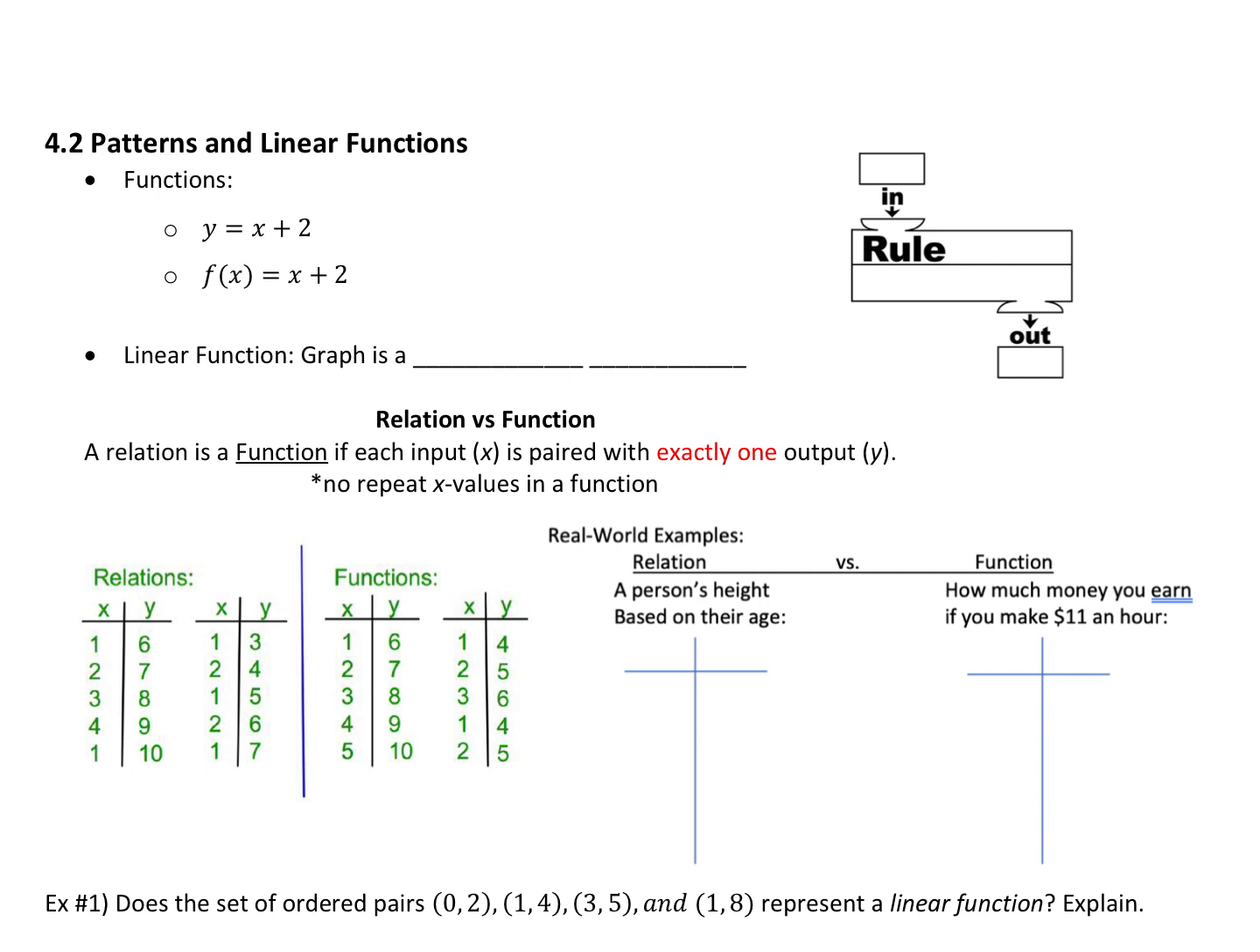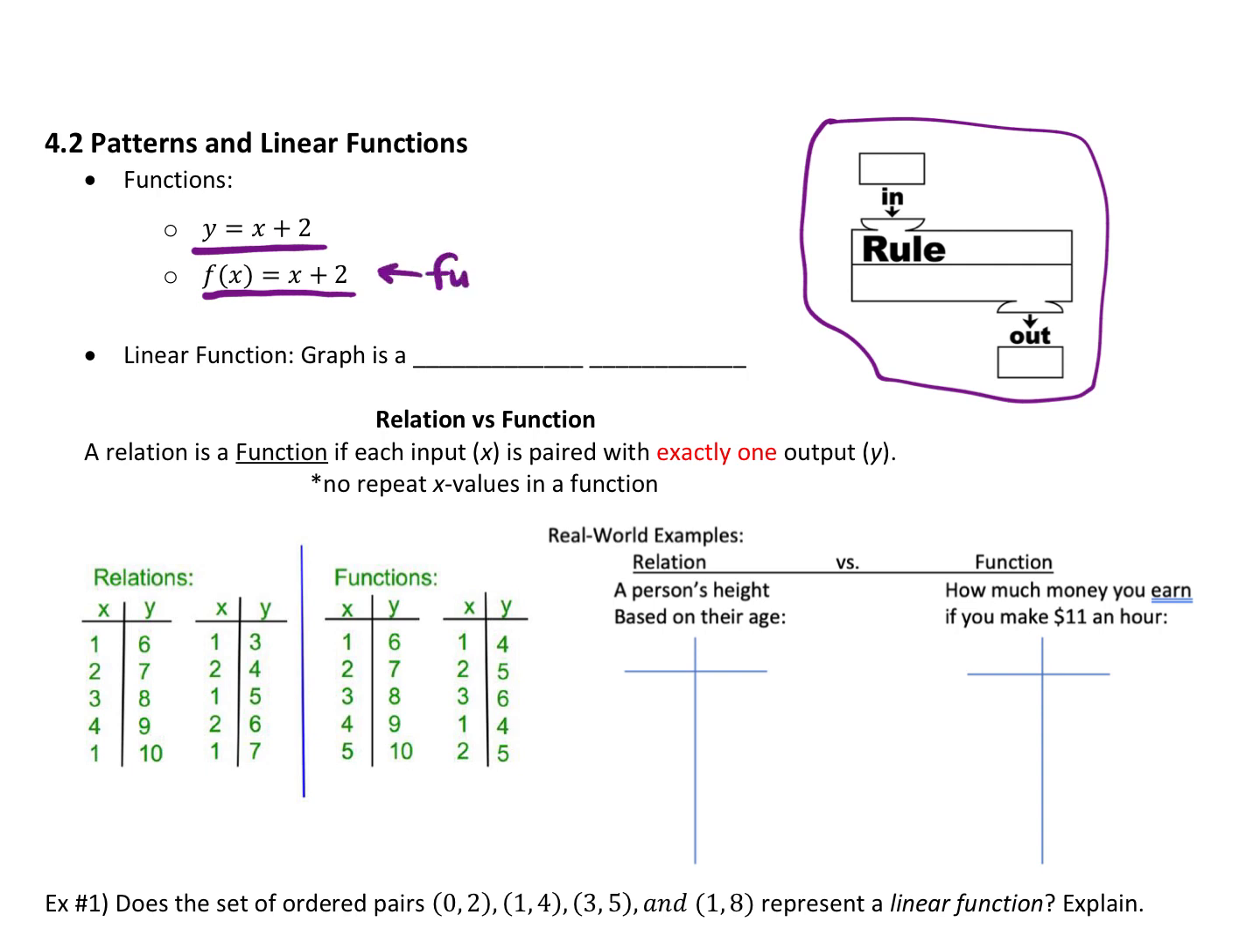Functions are going to show up a lot in this chapter, okay? There are things that are called a relation, and there are things that are called a function. A function machine is something that looks like this. It's really just a visual to help you think about what is happening with a function, okay? So if I have y equals x plus 2, or f of x equals x plus 2, we call this function notation.